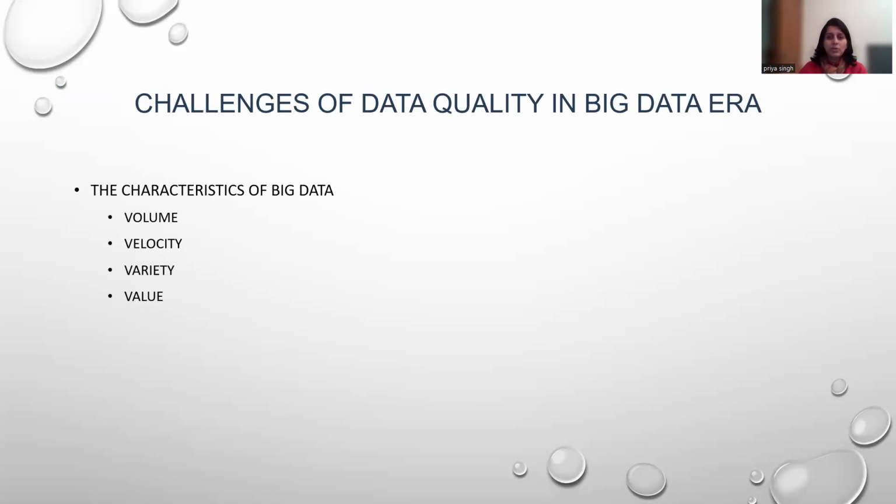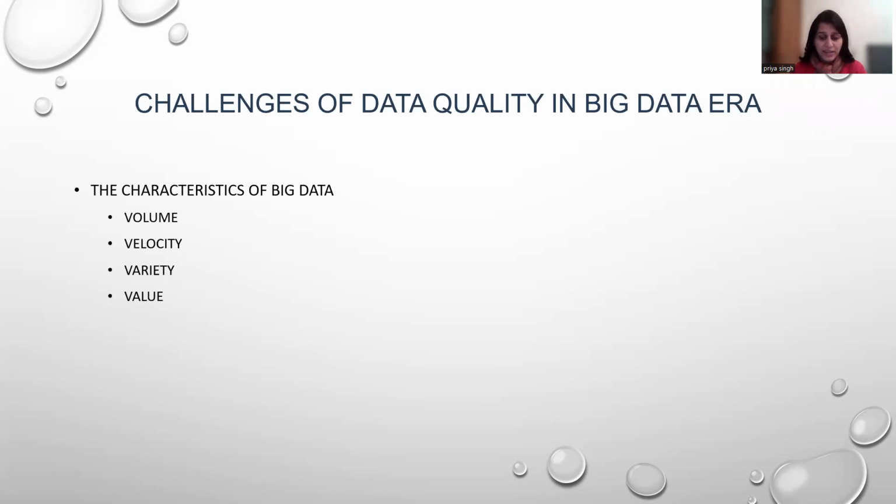Now, a word about big data. So this big data is characterized by large volume, that is, tremendous volume of data. Number two, velocity. It means that the data is being formed at an unprecedented speed.